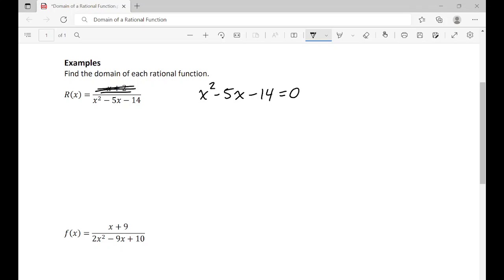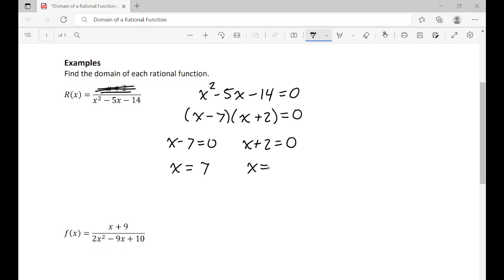So we can factor this quadratic, and this will just factor out as x minus 7 and x plus 2. And we set each one of these equal to 0. So x minus 7 equals 0, x plus 2 equals 0, and then solve, and we get x equals 7 and x equals negative 2. Now this is what will cause division by 0 in this fraction. So we can't have x being 7 and negative 2.